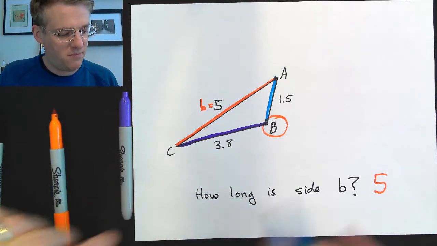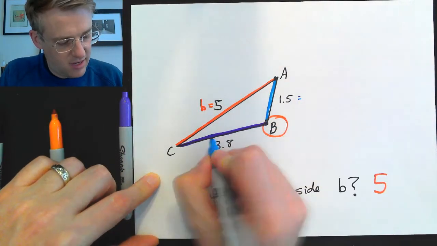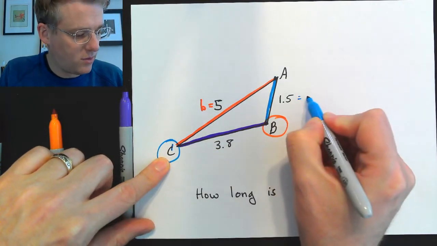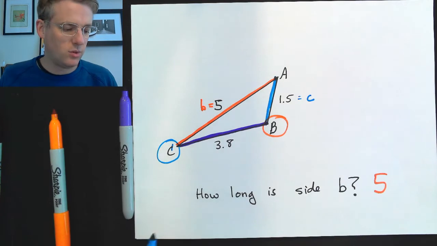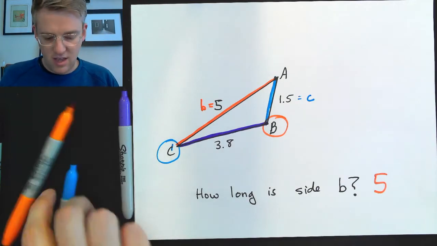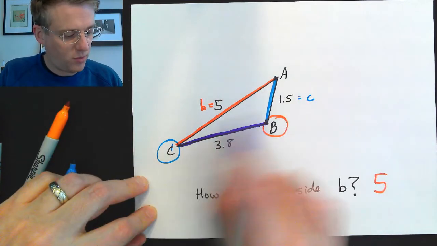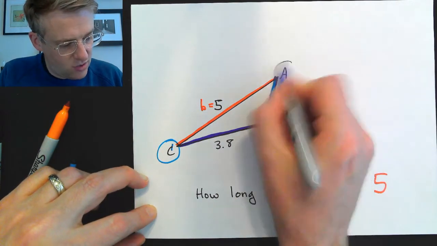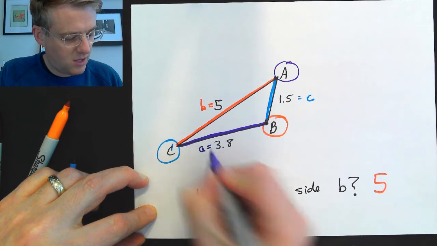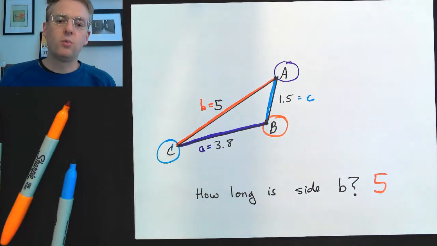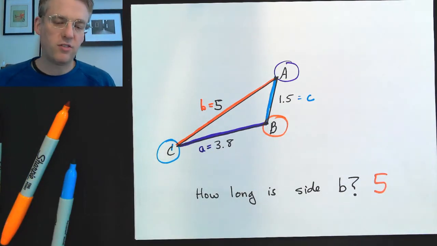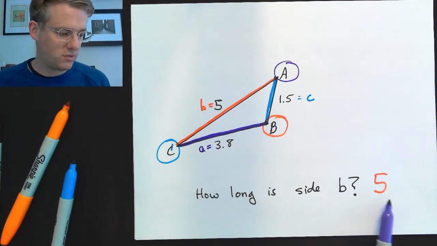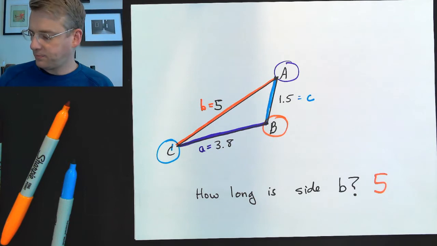We could also say that point C is across from the side that's 1.5, so little c would be 1.5, and that leaves A across from the purple leg, touching the orange and the blue ones. So a is the side that's 3.8. When you do your upload to Google Classroom, you only have to put in one of those numbers. So if you solved side b first, your answer would just be that 5.